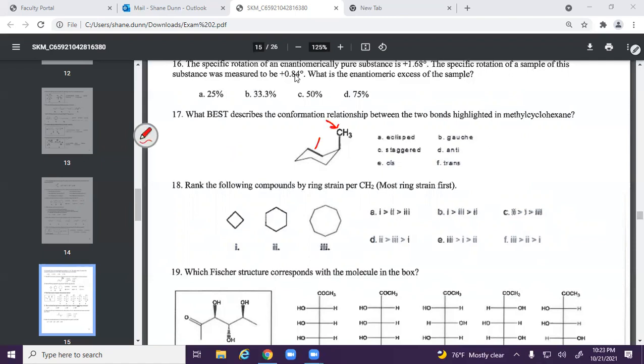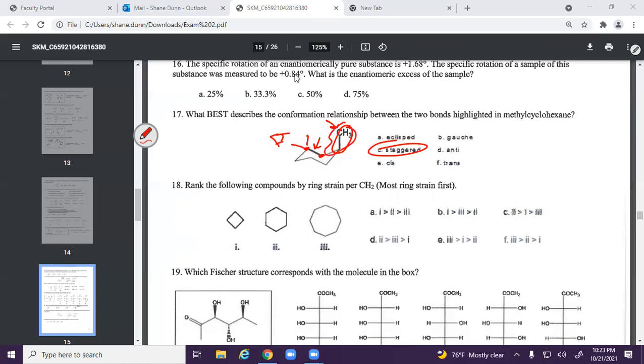So this guy and this guy, how are they related to each other? The answer is staggered. Because if you look at this molecule, like an eyeball right here, and you're looking at this guy, this would be your front carbon, this would be your second carbon, and it would be an ethyl group coming off. Between carbon 1 and this guy right here, they would be staggered.